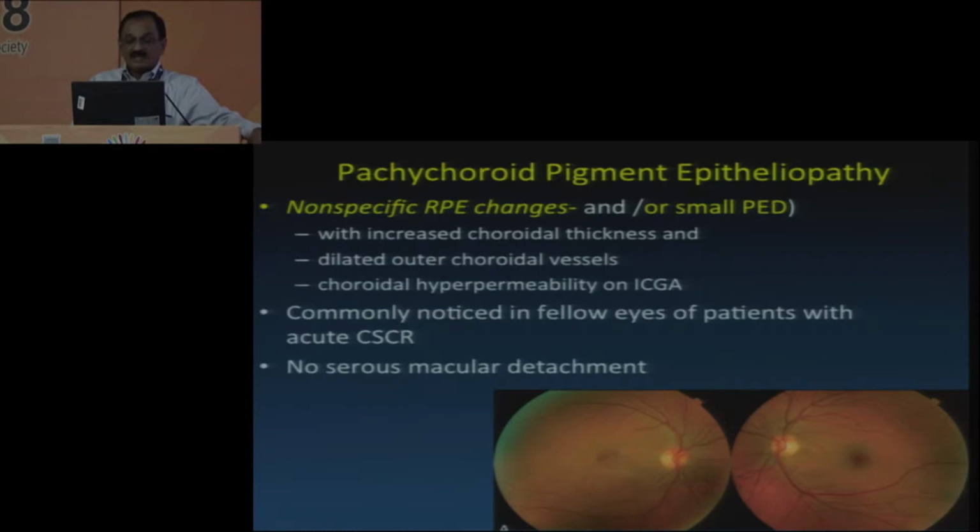So the pachychoroid pigment epitheliopathy is very often seen in a patient who has got a central serous retinopathy in one eye. If you look for it, you may see these changes, such as the increased choroidal thickness, dilated choroidal vessels, choroidal hyperpermeability, and the other eye could have CSR.